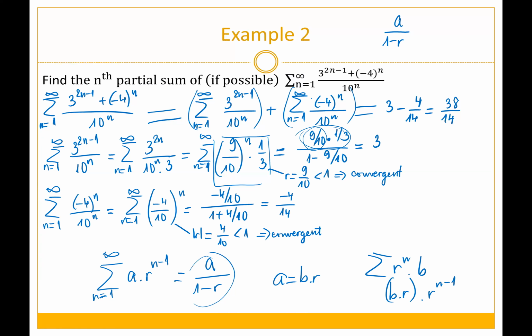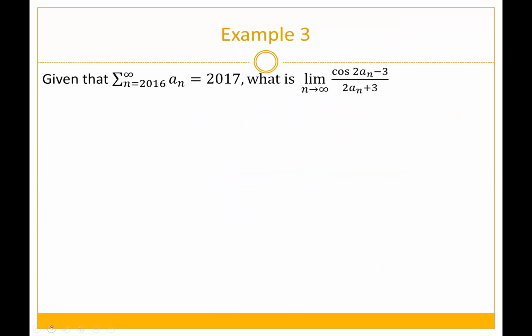So we're gonna go to the next example. Given that the series is the sum of like this, the n partial sum of that series is 2017. What is the limit of n approaching infinity of that? Now this one is where we use one of the theorems we have. So look at this here. The series is equal to a number. What does it mean by that?